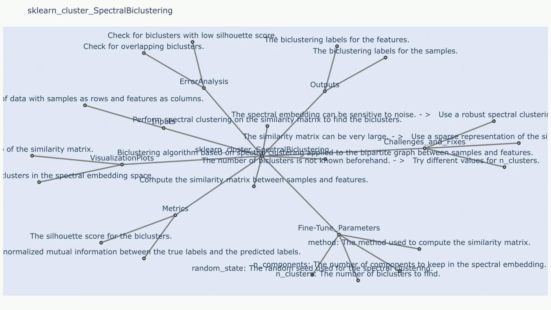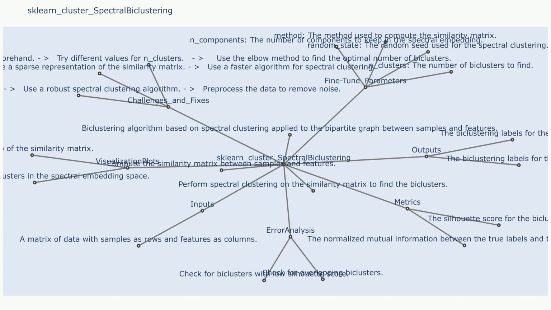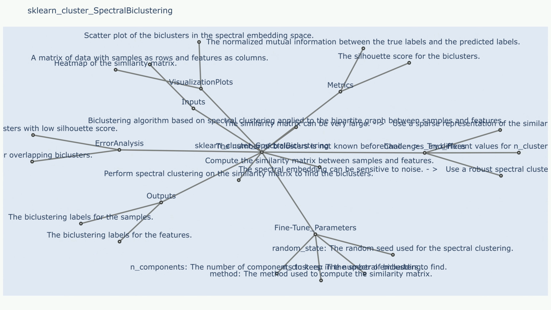Visualization plots. Heat map. A heat map of the data matrix can be visualized with row and column labels color-coded according to their cluster assignments. This helps identify biclustering patterns. Dendrogram. A dendrogram can be used to visualize the hierarchical relationships between rows and columns within each cluster.